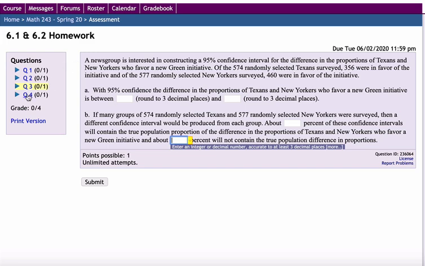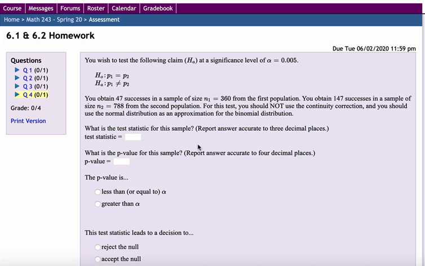That leaves one more problem. We haven't done any hypothesis testing yet. Here's a hypothesis testing question. It gives you the null and alternative hypotheses. Note we're comparing together 2 different population proportions. So it's going to be a 2 prop z test. It's going to be a 2-tailed test here.